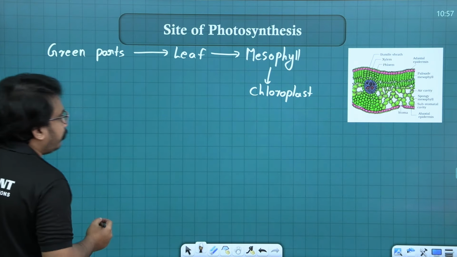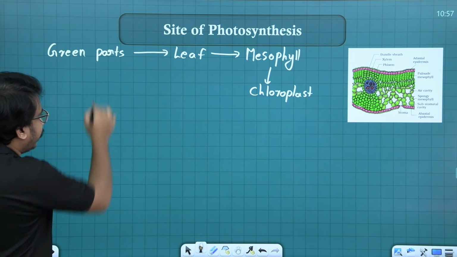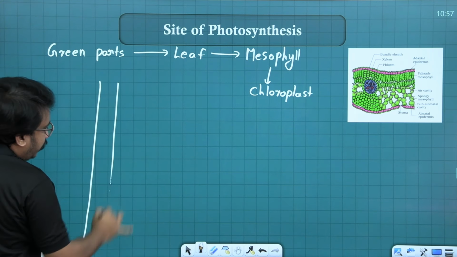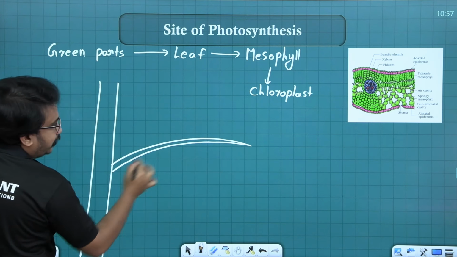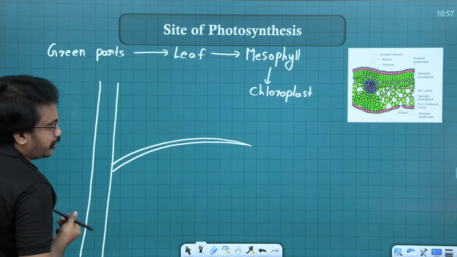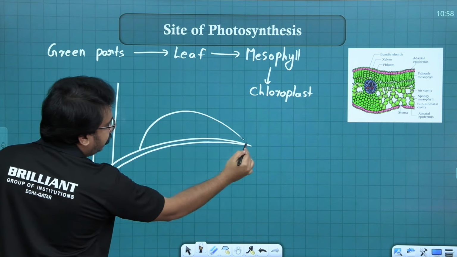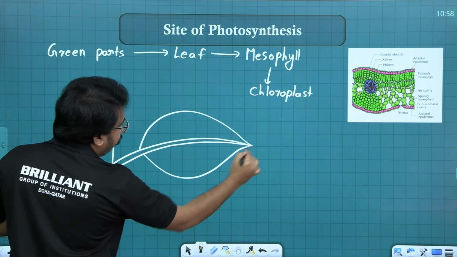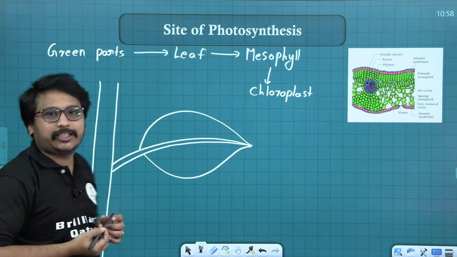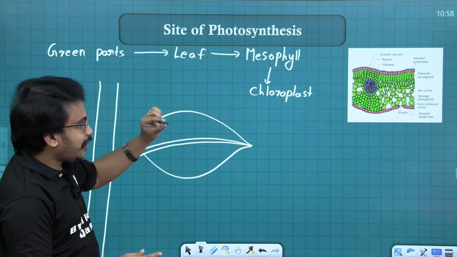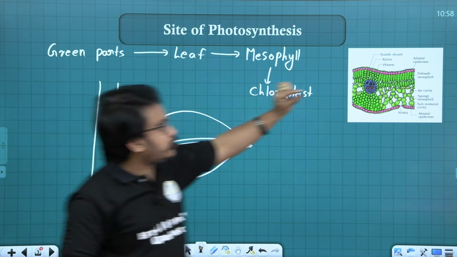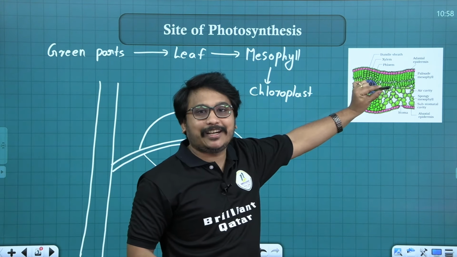So here in the plants, if I take, you can see there is a petiole that is extending to form the midrib, and there is the leaf. So this leaf cross section only I am going to draw. So this is the midrib that I will draw like this when I am drawing the cross section, that is also given in the NCERT textbook.